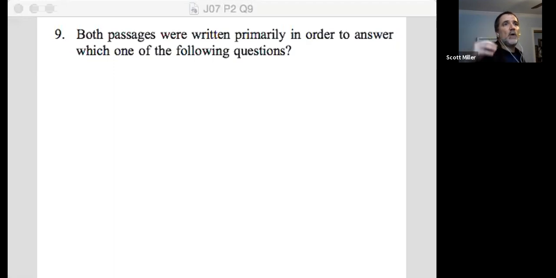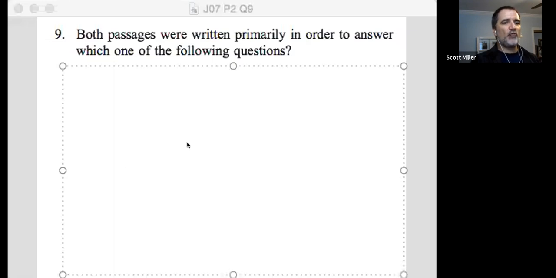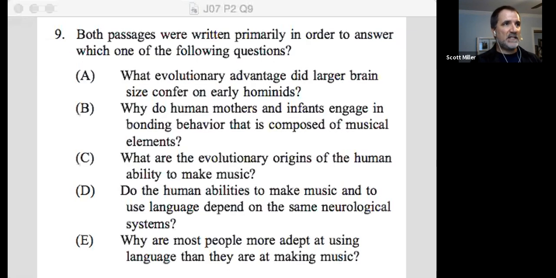It's asking you about information that's going to come from the passages as a whole, not just one passage, but both passages. So that makes it a synthesis question. It's asking you to draw information from both passages to answer the question. So now as I look at the answer choices, again, my goal is working wrong to right. I'm not looking for the right answer. I'm looking at each answer choice and asking myself, is it wrong? Can I see a reason why it's wrong?